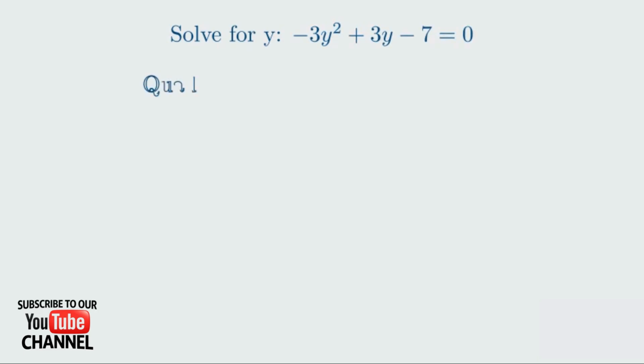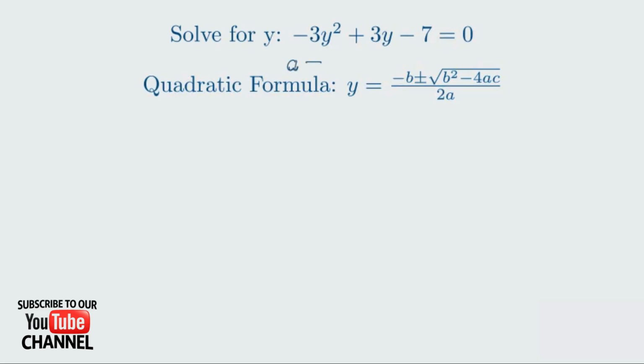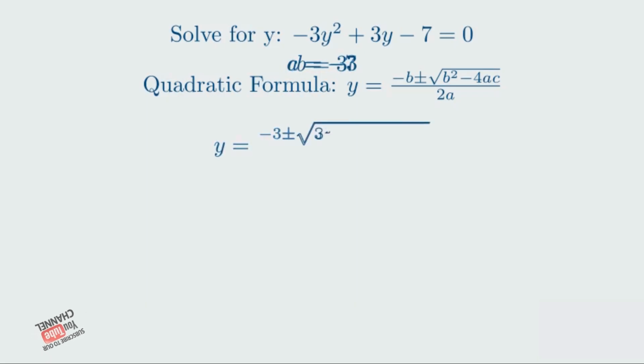The quadratic formula states that for an equation ax squared plus bx plus c equals 0, the solutions are x equals negative b plus or minus the square root of b squared minus 4ac, all divided by 2a. In our equation, a equals minus 3, b equals 3, and c equals minus 7. Let's substitute these values into the formula. So, y equals negative 3, plus or minus the square root of 3 squared minus 4 times minus 3 times minus 7, all divided by 2 times minus 3.